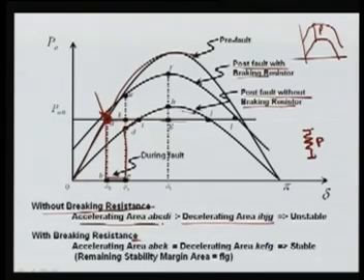So this curve is lifted here, and then you can see the accelerating area ABCK will be equal to the decelerating area KEFG. Here we get this area, and then we have more margin. You can see this margin here, so your system becomes more stable. So this is the impact of your braking resistance.